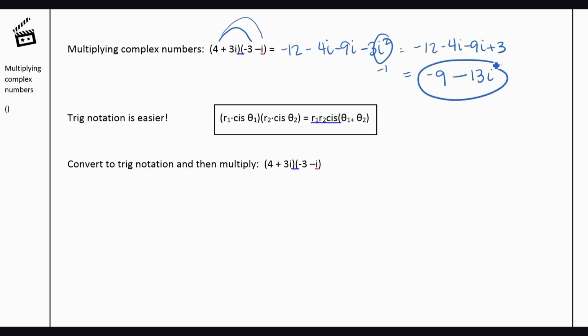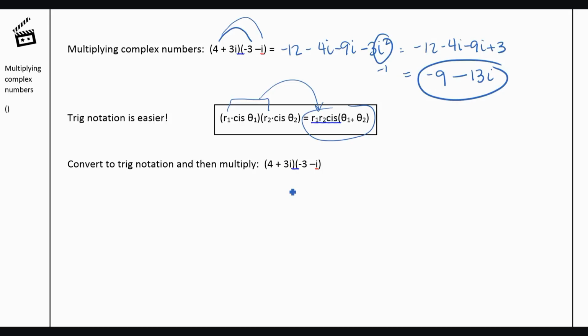Well, now, if you have it in trig notation, it's much easier. You just multiply the r values together. That's how we get this. And you add the thetas. Okay? So this says convert to trig notation, then multiply.